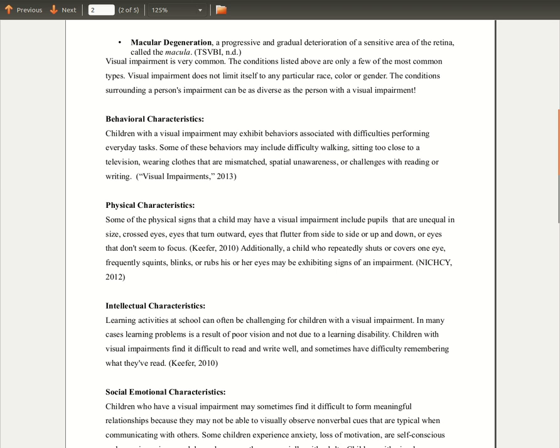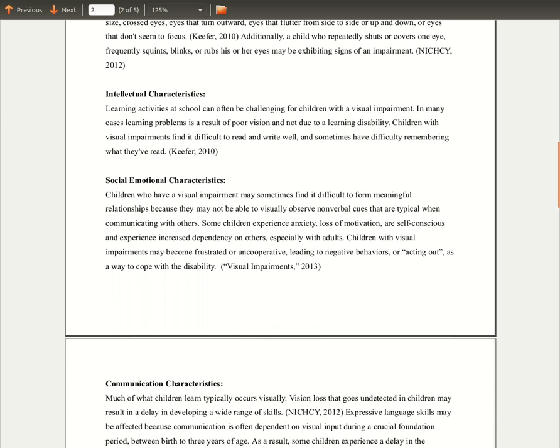Also, a child who repeatedly shuts or covers one eye, or maybe squints, blinks, or even a lot of eye rubbing or rubbing his or her eyes, they may be exhibiting some sort of sign of an impairment. So those would be some physical characteristics that you might notice in children with an impairment that's gone undiagnosed.